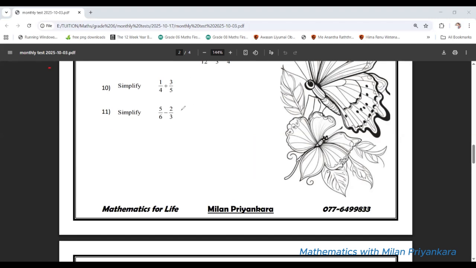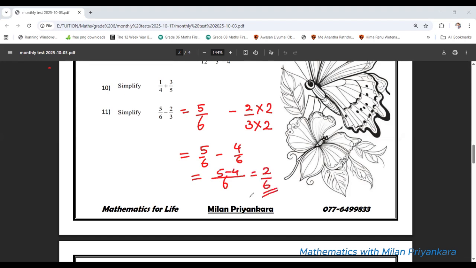Right. And then let's see 5 over 6 minus 2 over 3. Here you can easily make 6 out of this 3. That's very easy. So therefore you multiply this by 2, this also by 2. And then you get 5 over 6 minus 4 over 6, right? And then you have common denominator 6. 5 minus 4, which is equal to 1 over 6.